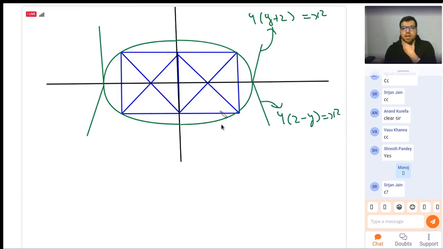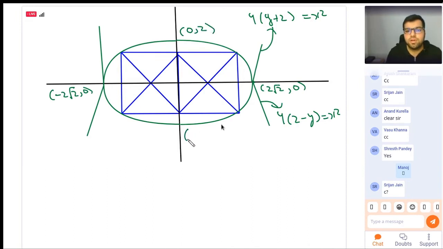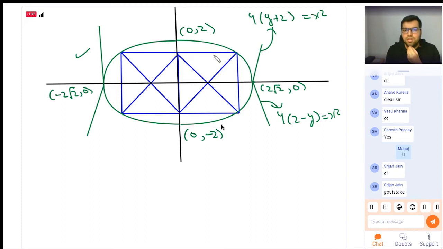Of course, they will meet over here at 2 root 2 comma 0, because when I put y equals 0, x square will be 8. So this is 2 root 2 comma 0, and this is minus 2 root 2 comma 0. If you put x equals 0, this will be 0 comma 2, and this will be 0 comma minus 2. Okay, so if this is clear, then we can move ahead. Just say in the chat if this diagram is clear to you. I drew the rectangle. Okay, other people, this diagram is clear to you.